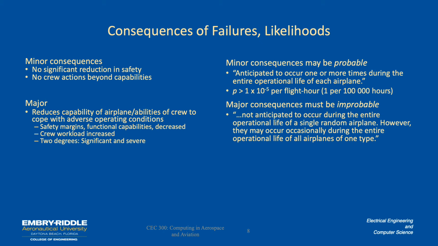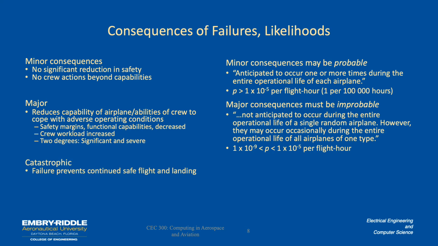So major consequences have to be improbable, and the qualitative definition of improbable by the FAA in AC 25.1309 is not anticipated to occur during the entire operational life of a single random airplane. However, they may occur occasionally during the entire operational life of all airplanes of one type. So again, you don't expect it to happen over the life of the airplane, but it can happen during the life of the fleet. And so quantitatively the probability is greater than 10 to the minus 9, but less than 10 to the minus 5.